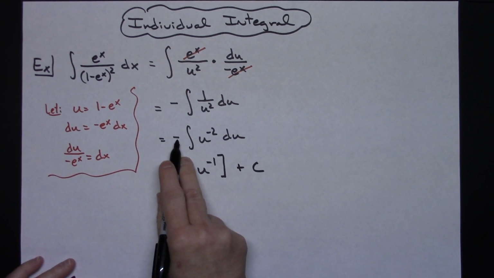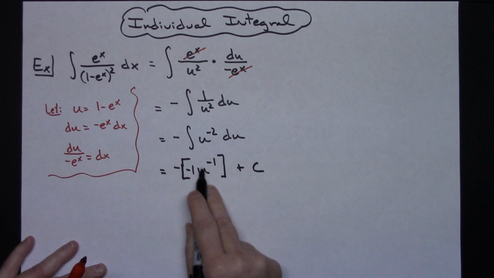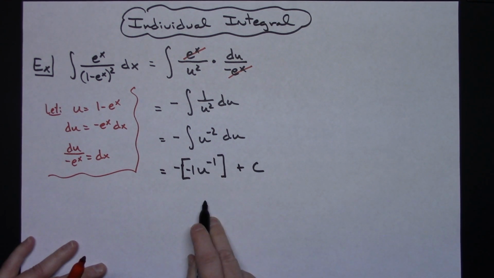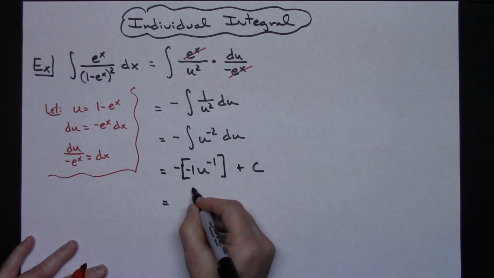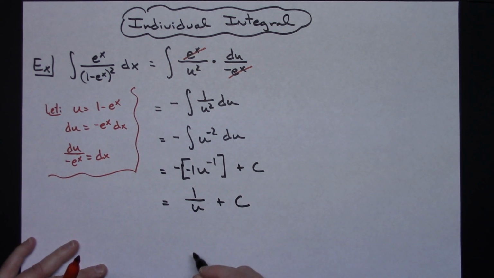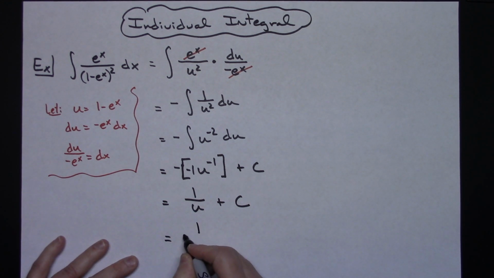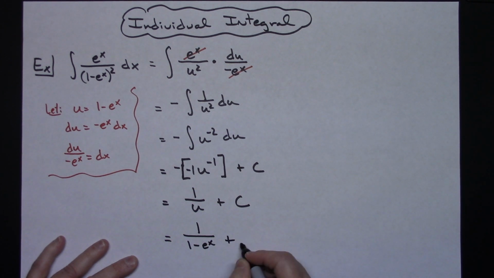I've got the negative that was originally there, the negative from the integration. So negative times negative is going to make this positive. And this is a negative exponent, so we want to move it to the bottom. So I'm going to have a 1 over u plus c. And then for a final step, replacing that u with what I originally said it was going to be equal to, 1 over 1 minus e to the x plus c.